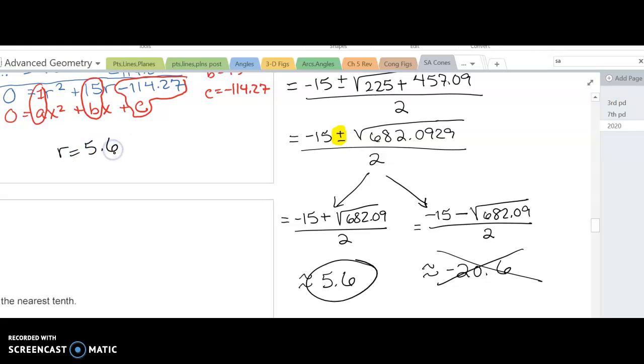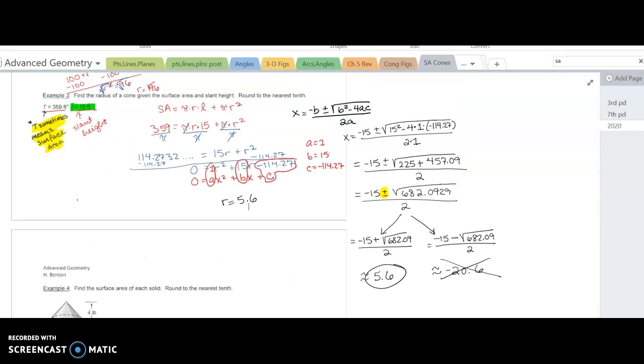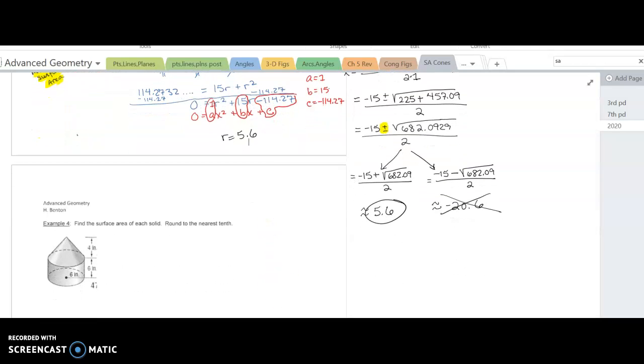So that's pretty intense. It's good for you guys to review how to do the quadratic formula because you haven't maybe done that in a while. But I highly doubt I'll have anything like that on our next quiz. And then example 4, we're going to actually hold off on example 4 till we have a whole lesson just on composite figures. So that's it for today's notes.